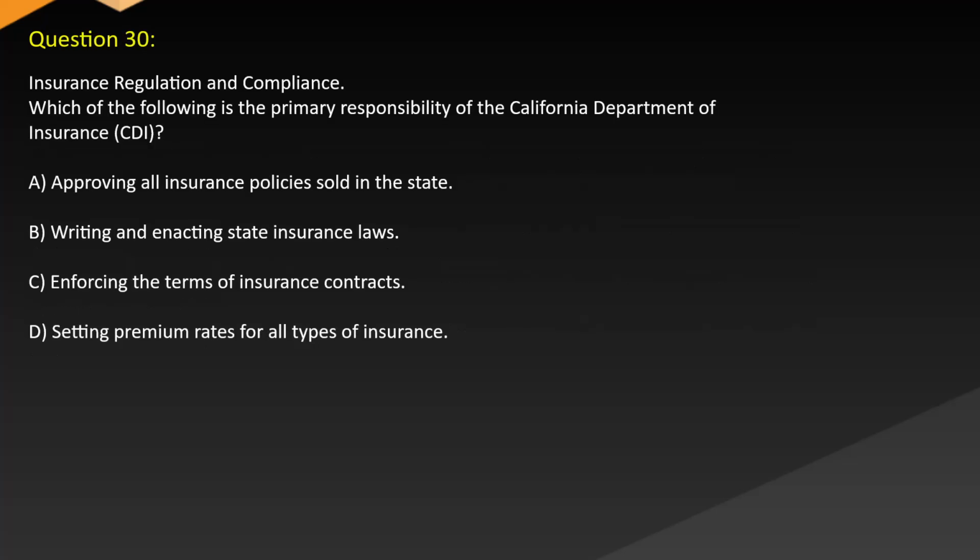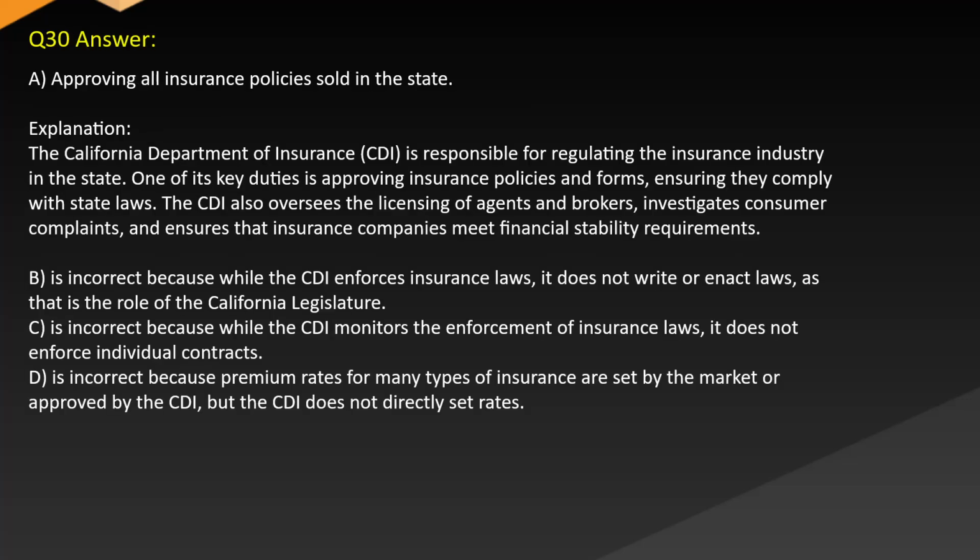Question 30. Insurance regulation and compliance. Which of the following is the primary responsibility of the California Department of Insurance, CDI? A. Approving all insurance policies sold in the state. B. Writing and enacting state insurance laws. C. Enforcing the terms of insurance contracts. D. Setting premium rates for all types of insurance. Answer A. Approving all insurance policies sold in the state.